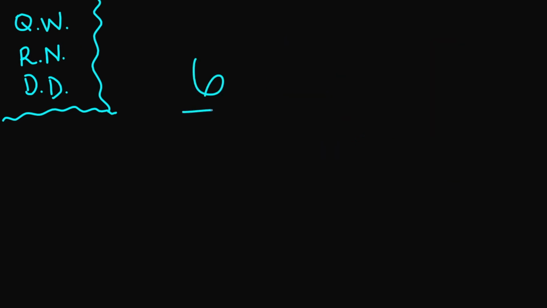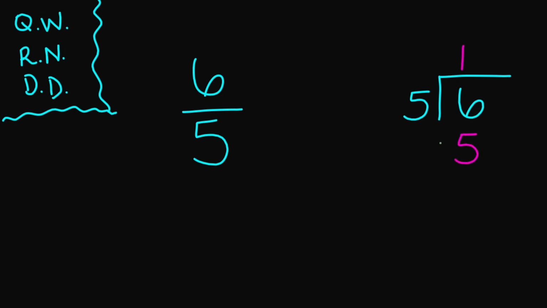Let's try 6 over 5. We have 6 on the inside, 5 on the outside. 5 goes into 6 one time. 5 times 1 is 5. 6 minus 5 is going to equal 1.